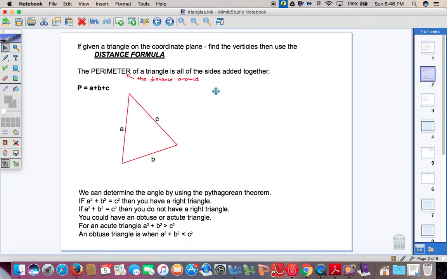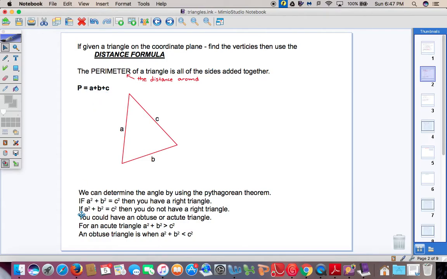So again, if given a triangle on the coordinate plane, you first need to find the vertices, and then you would use the distance formula. And the perimeter of the triangle is all the sides added together. So the perimeter, again, is the distance around. And here's your formula.